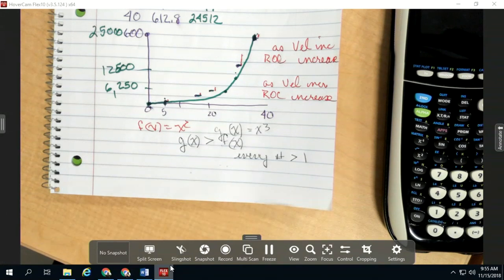When we come back, we're going to do another kind of power function, 12b.